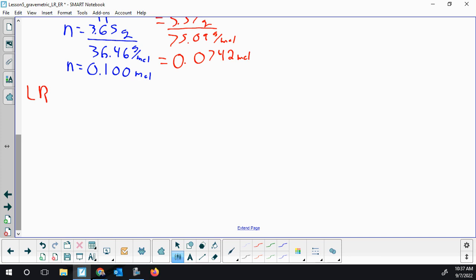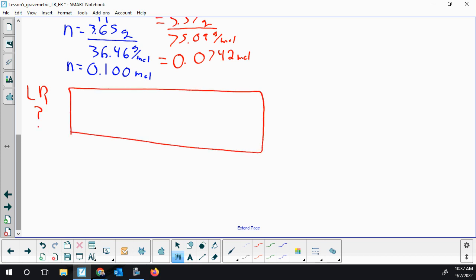So the limiting reagent is what? This is going to let us figure it out. We're not going to do math with it. It's just to answer that question. We're going to take our moles and we're going to divide it by the coefficient. Okay? So we're going to divide this by 2 because it is a 2 coefficient and it reacts twice as fast. So that's going to give us 0.050.